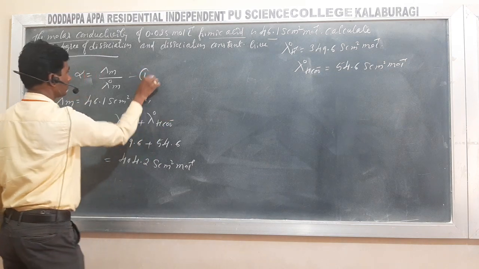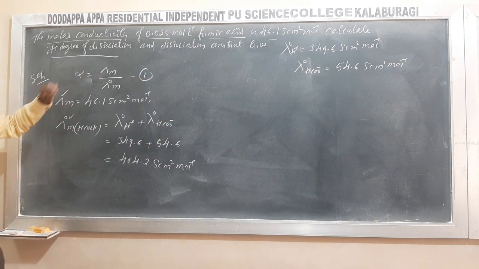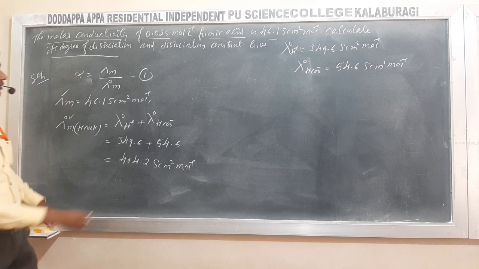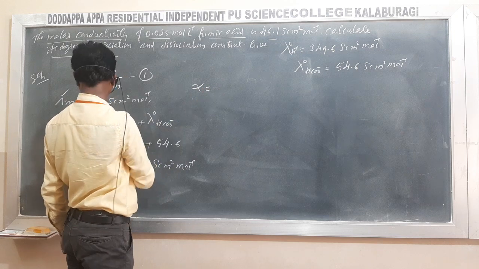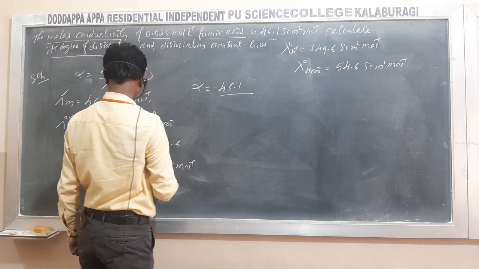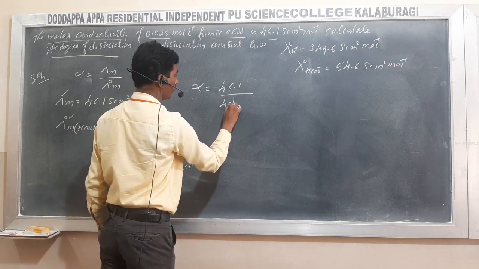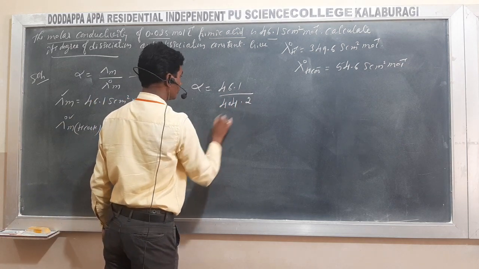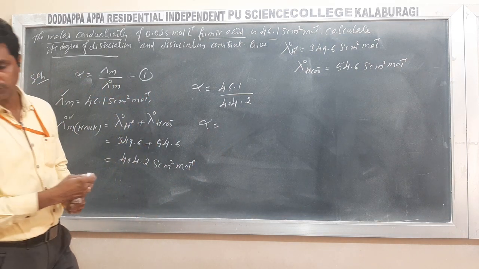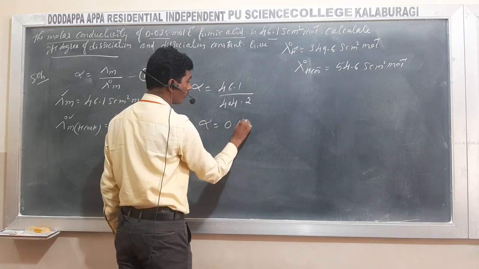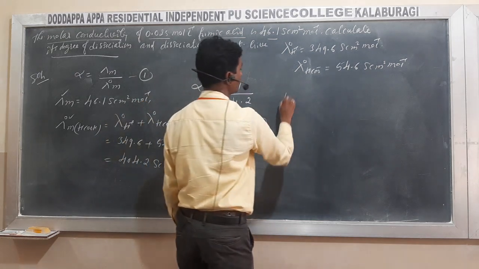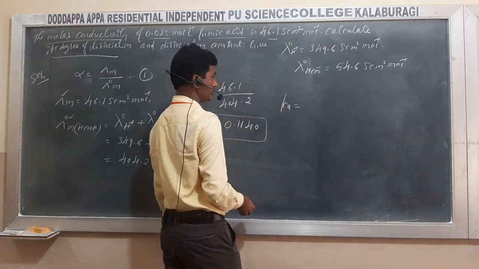Next you have to substitute these two in equation 1, the molar conductivity and the limiting molar conductivity values. So alpha is equal to lambda m, which is 46.1, divided by lambda naught m, which is 404.2. So what is the alpha value? The alpha value is 0.1140.